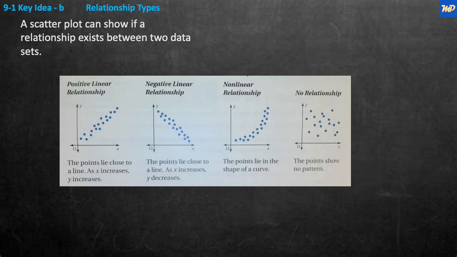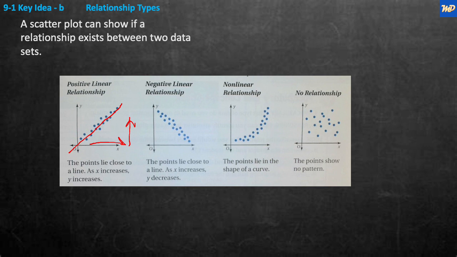So another key idea, relationship types. As you see, there are some patterns in front of us on the page, and these are types of relationships. It says a scatter plot can show if a relationship exists between two sets of data. If you look at the first one here, the data is all clumped around a line. It seems to be going from left to right, increasing. So we call that positive, okay?